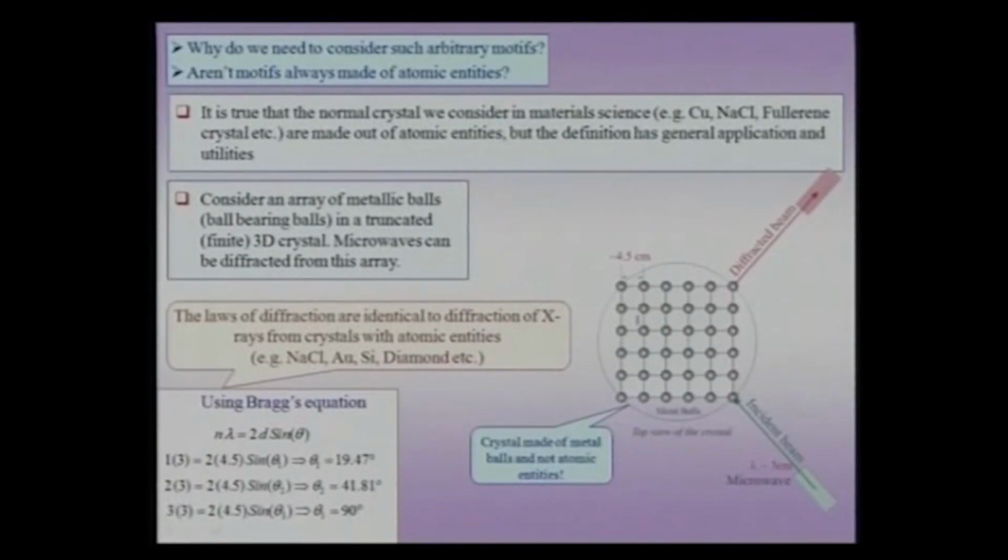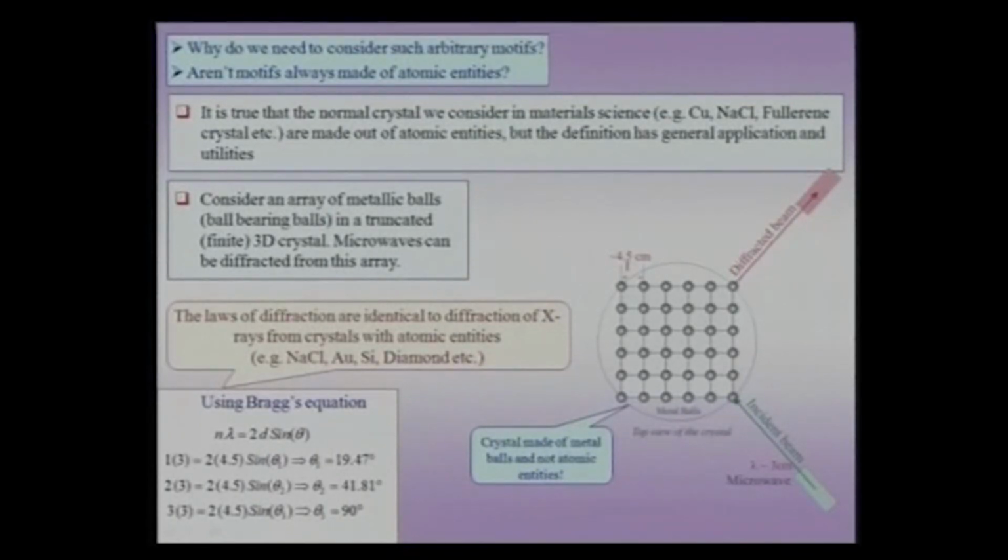Next we consider another important question: why do we need to consider such arbitrary motifs? For instance, we had already considered various kinds of geometrical shapes in which we had arranged, for instance, triangular and more complicated shapes, and even chosen some very arbitrary kinds of motifs when we described what motifs are. So the question we are asking is: aren't motifs always made of atomic entities? We will try to understand this question by considering a crystal made out of ball bearing balls, which go into a cycle, for instance.